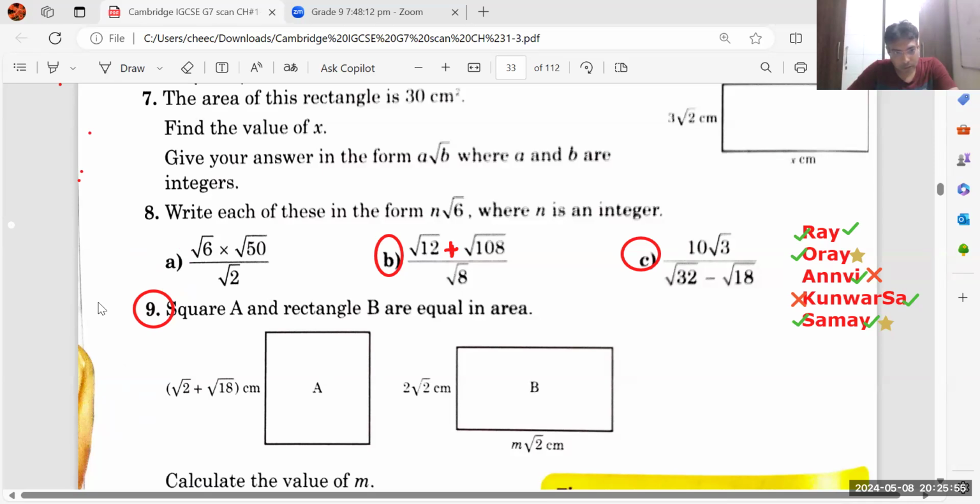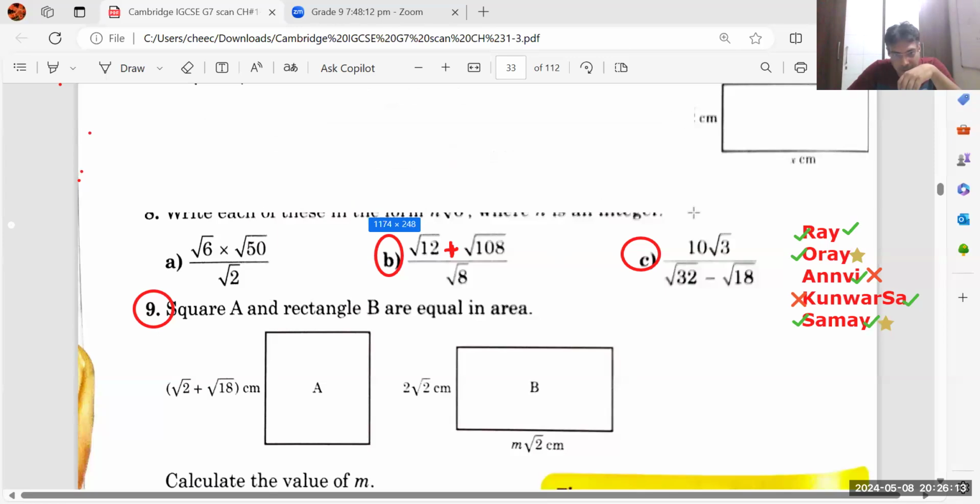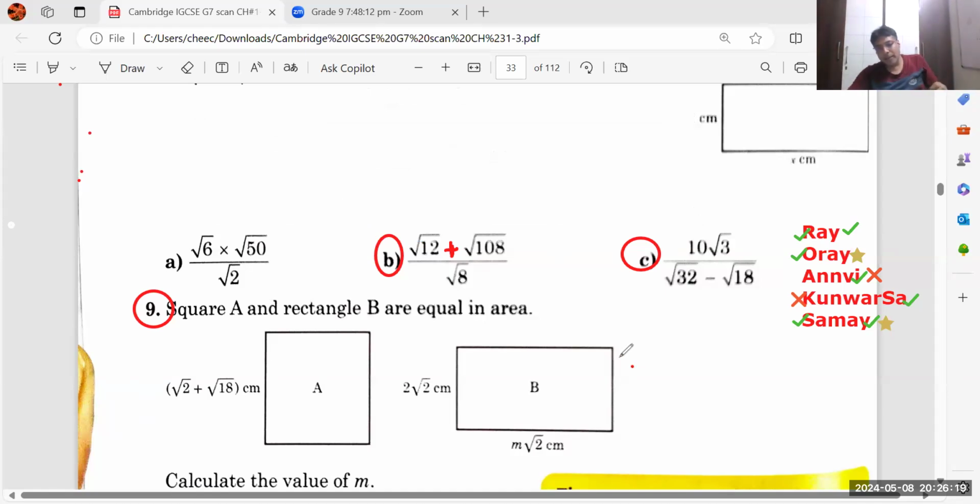So Ray, Kuvarsa, should I explain the B part? Yes. Sir, is the answer 12 plus 4 under root 6? No, beta, no. See, the easiest method for doing this question, I think, I have not done it myself right now, but it should be rationalizing the denominator.